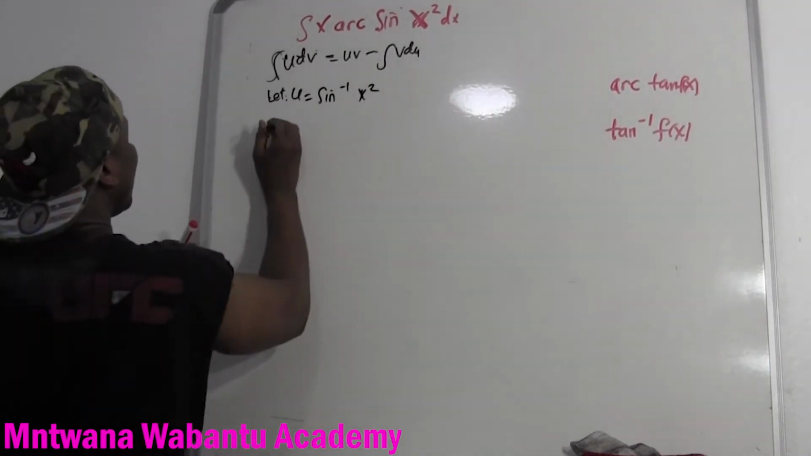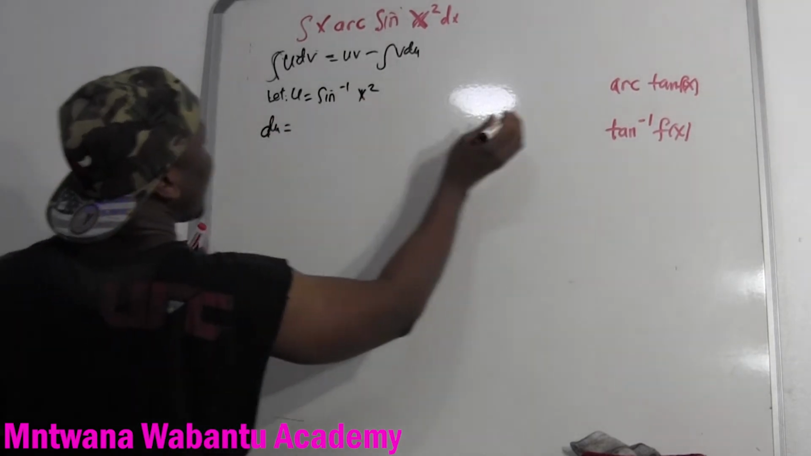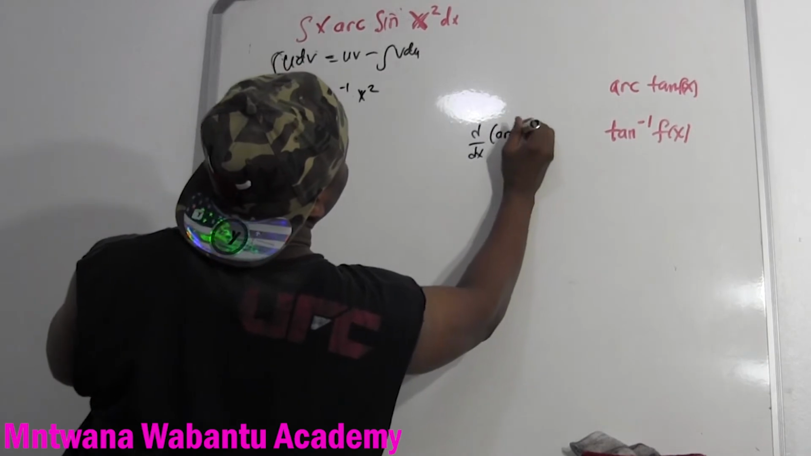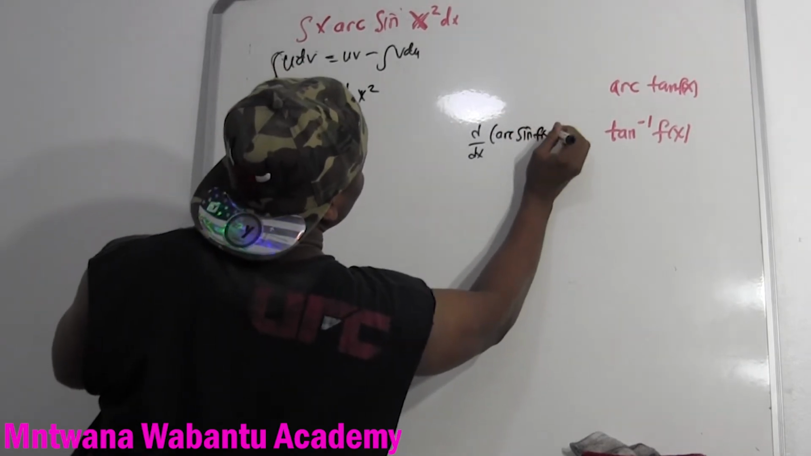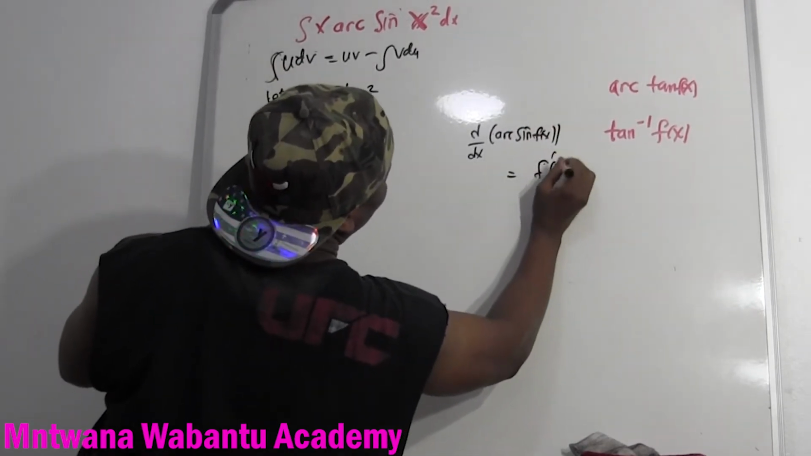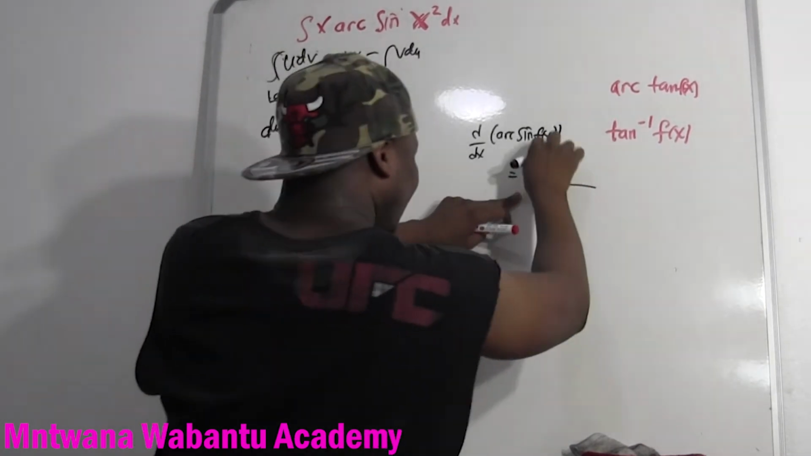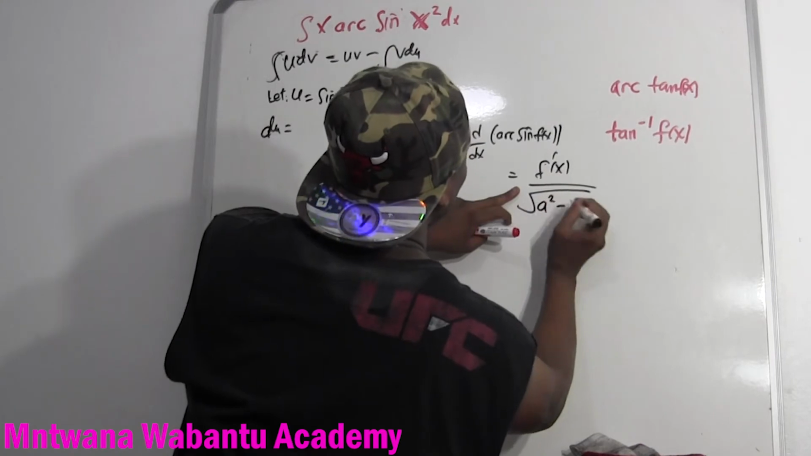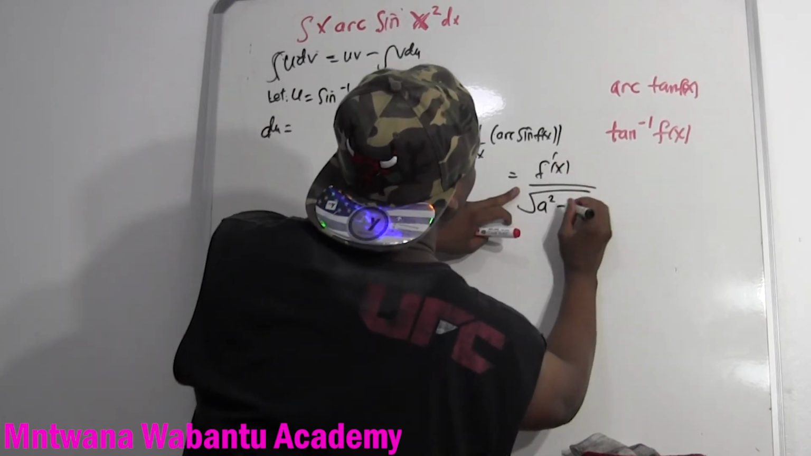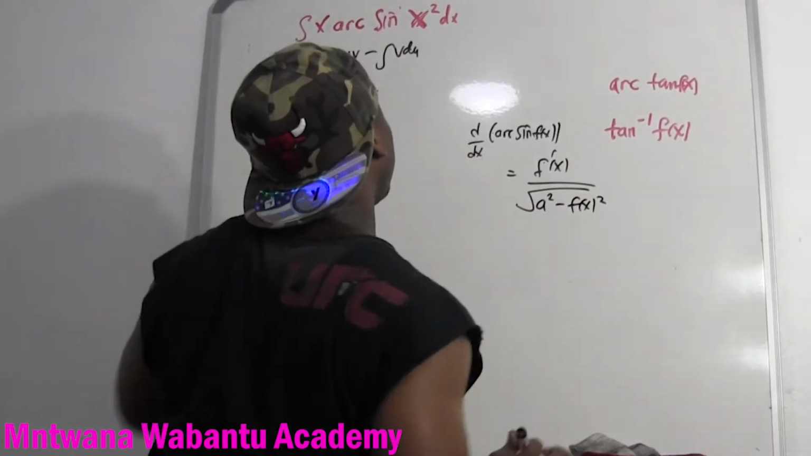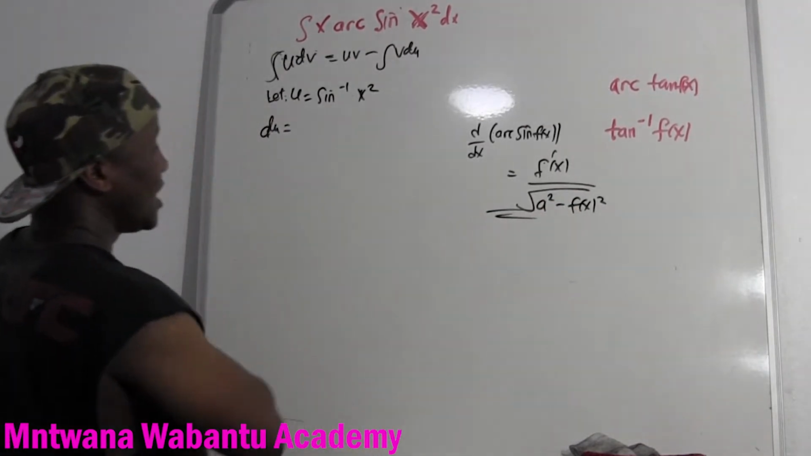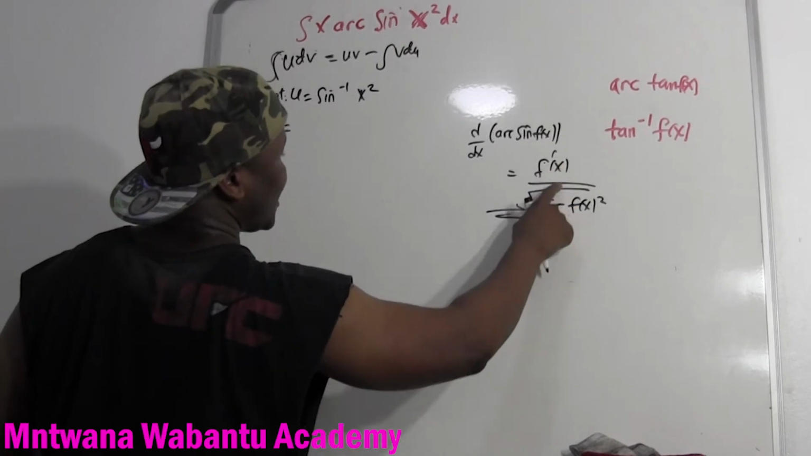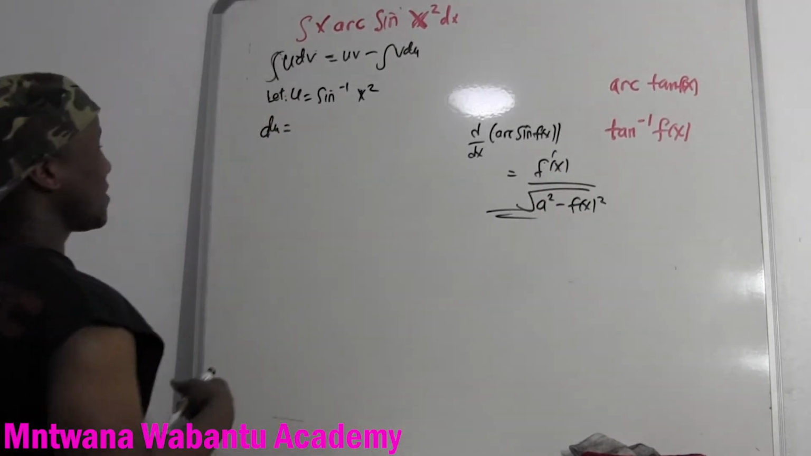Okay? So now differentiate. Remember, if somebody asks you to differentiate the inverse sine of a function, this is what you do. You differentiate the function, then put a square root of a squared minus the function, with no prime. So don't write 1 over a. What you do is differentiate this, over the square root of a squared minus the function. I'm going to do the same thing.